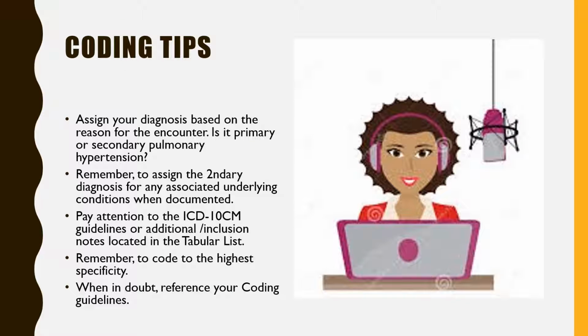So with our coding tips for this segment, remember to assign your diagnosis based on the reason for the encounter. Ask the question, is it primary or secondary pulmonary hypertension? And then assign ICD-10 codes accordingly. Secondly, remember to assign the secondary diagnosis for any associated underlying conditions when documented. Next, pay attention to the ICD-10-CM guidelines or additional as well as inclusion notes located in the tabular list. Remember to code to the highest specificity. And as always, when in doubt, always reference your coding guidelines.